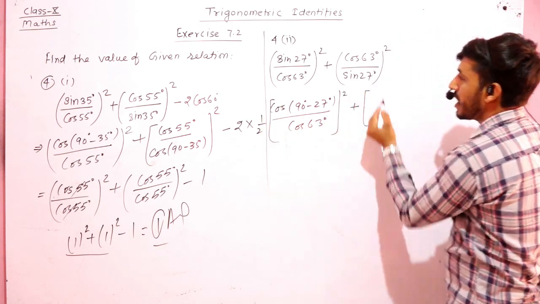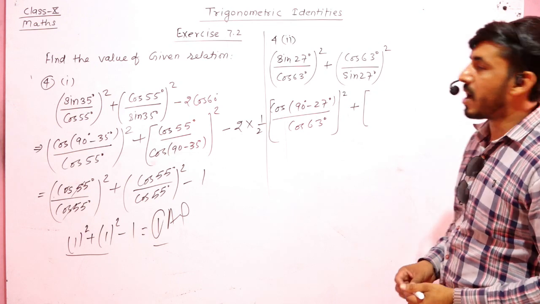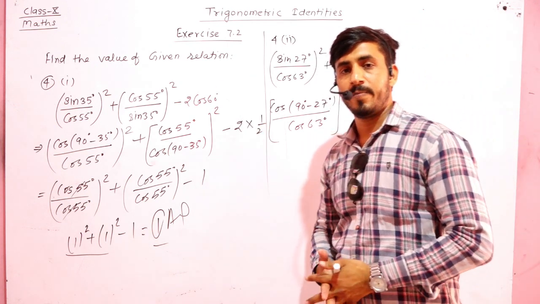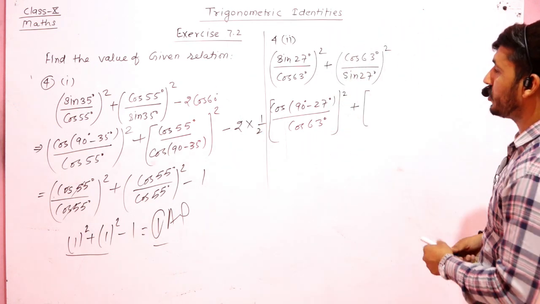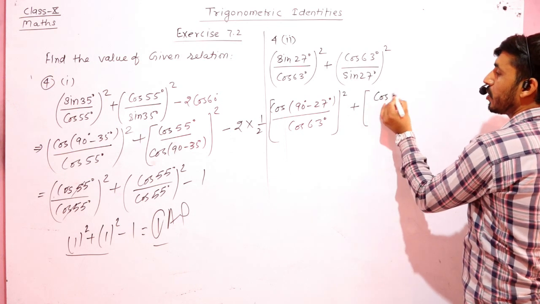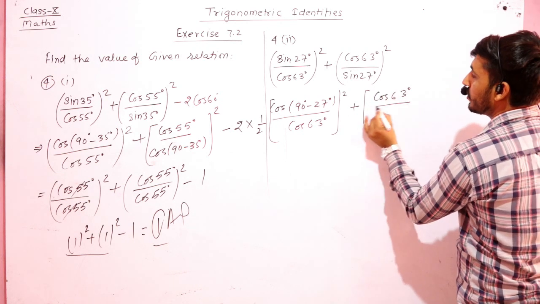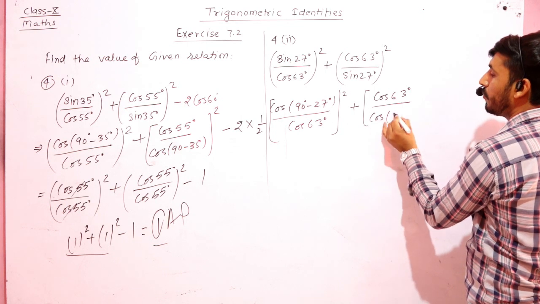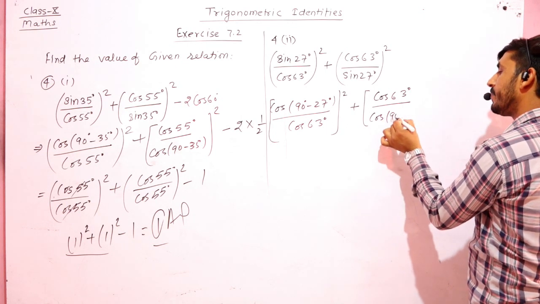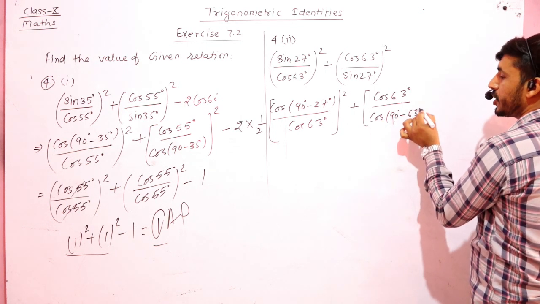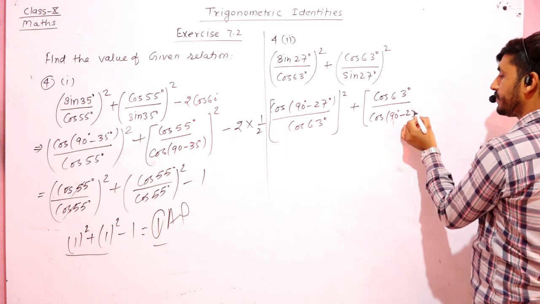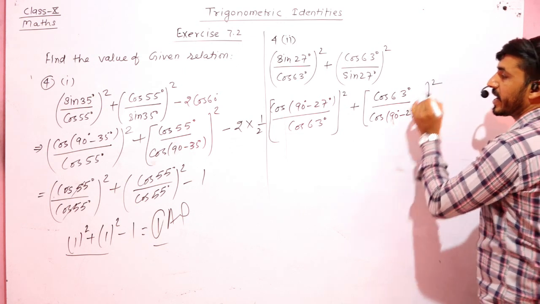Again you can see here the same term is given, but opposite to the first term. So we can again change sine 27 into cos. How can we change? Cos 63 degree, divided by cos of (90 degree minus 63 degree), sorry, 27 degree, and whole square again.